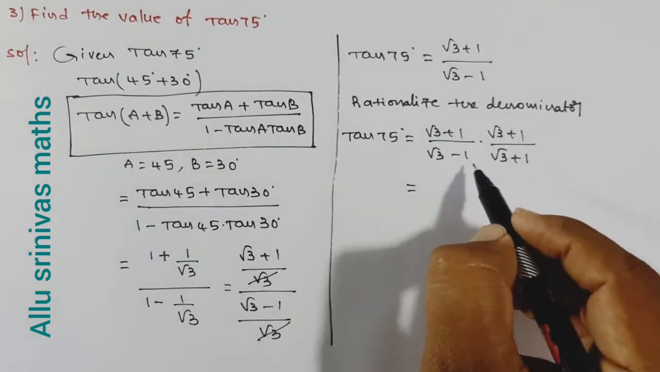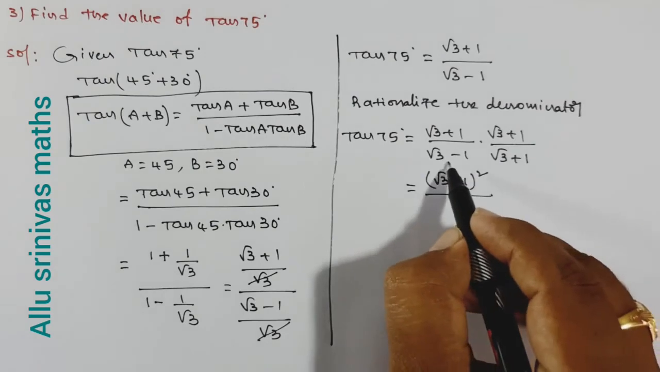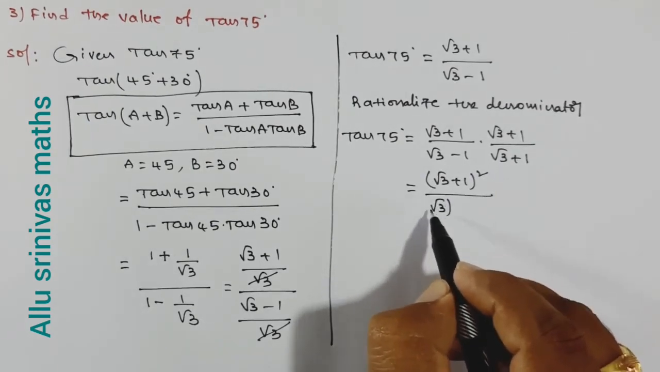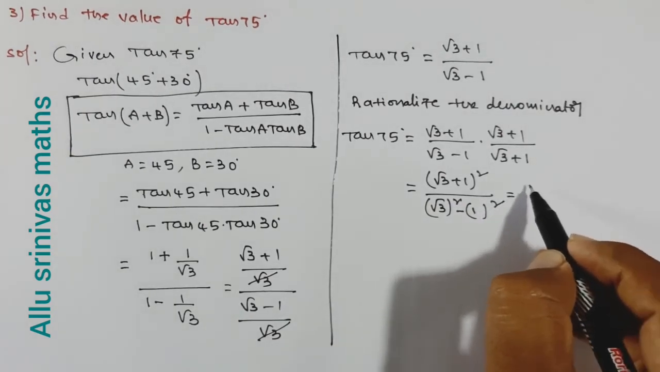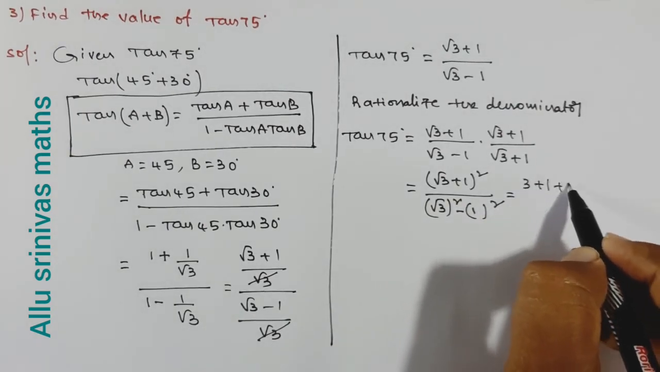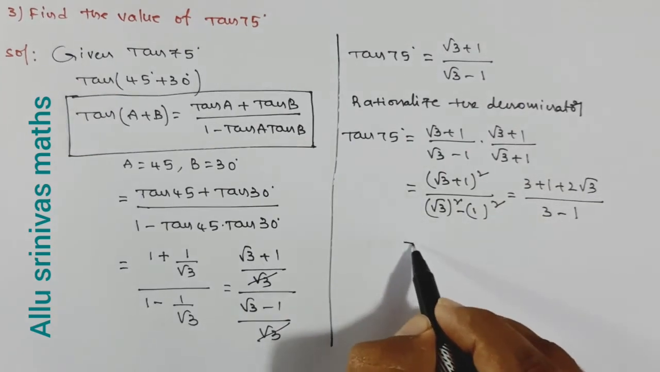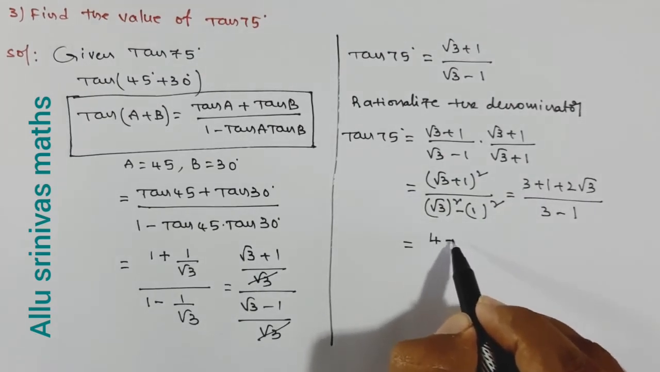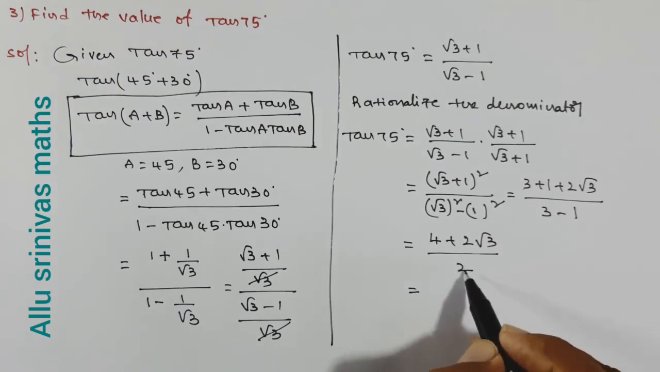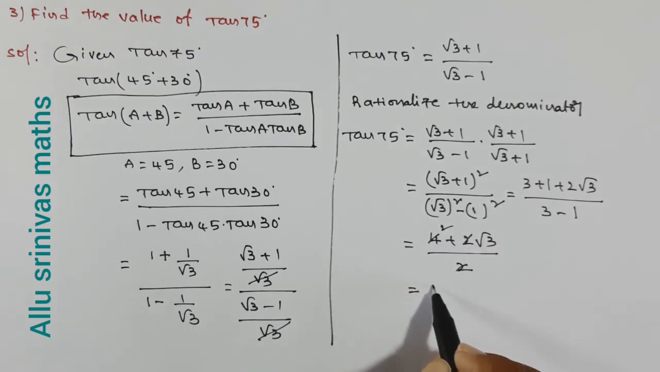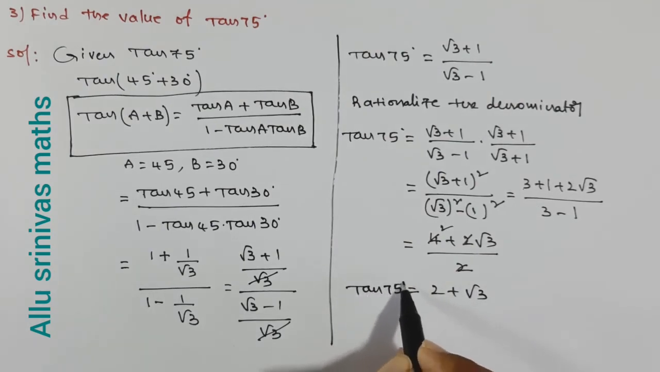The numerator is a plus b into a plus b, a plus b whole square, root 3 plus 1 whole square. The denominator has the a plus b into a minus b formula, a square minus b square: root 3 minus 1 into root 3 plus 1 is root 3 square minus 1 square. Apply a plus b whole square, a square plus b square plus 2ab; the denominator is a square minus b square. So 4 plus 2 root 3 by 2. The 2 cancels in numerator and denominator, and the remaining is 2 plus root 3. That is the value of tan 75 degrees.